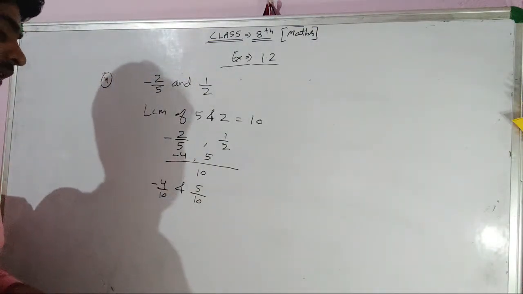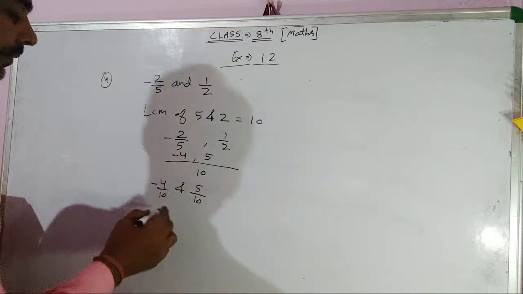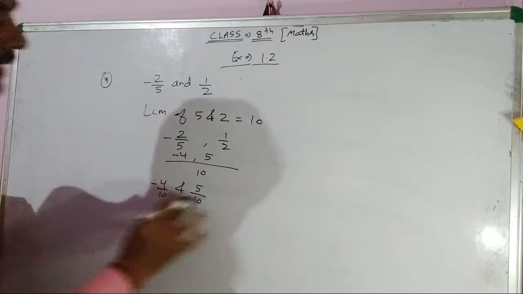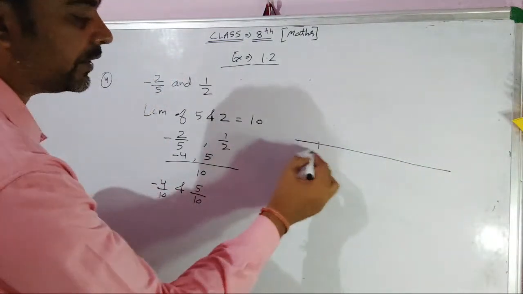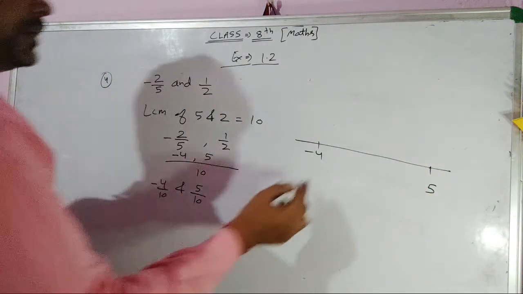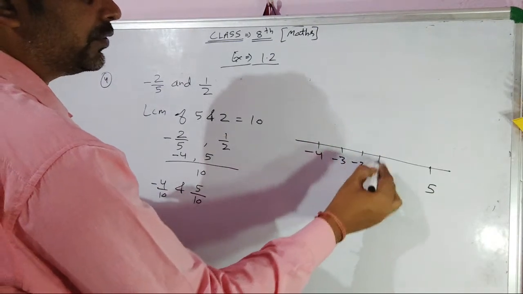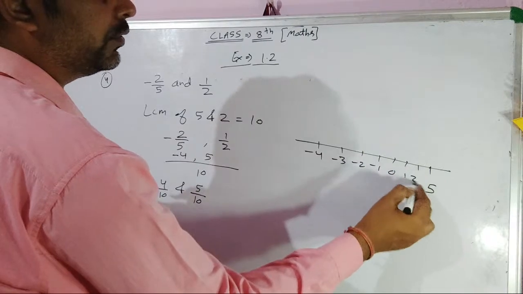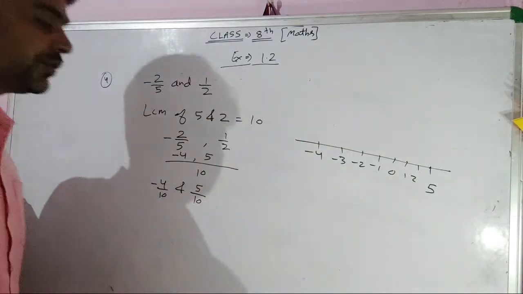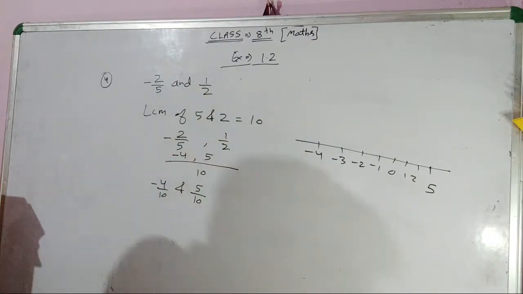What is the difference between -4 and 5? Look here. Which numbers lie between -4 and 5? Suppose this is your number line, here is -4 and this is 5. So there are so many numbers which lie between -4 and 5, such as -3, -2, -1, 0, 1, 2, 3, 4, right? So you can write any numbers which lie between -4 and 5 upon 10, and the number will be the rational number lying between these numbers.